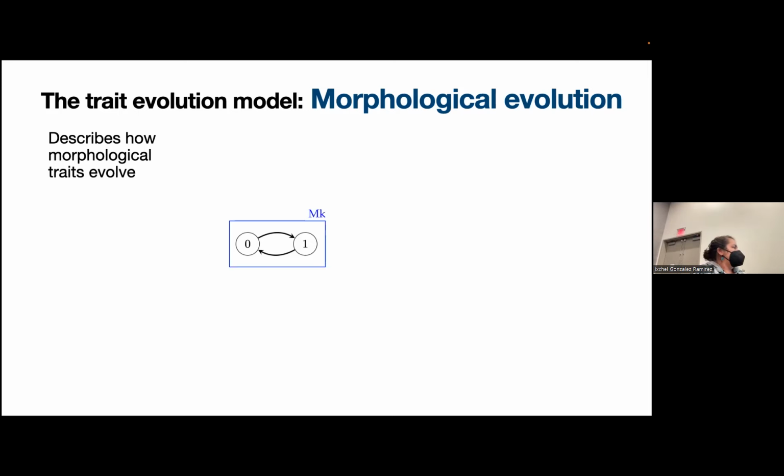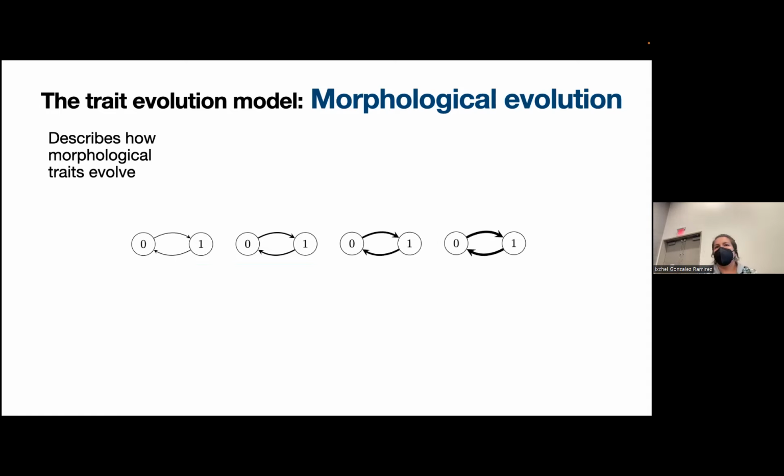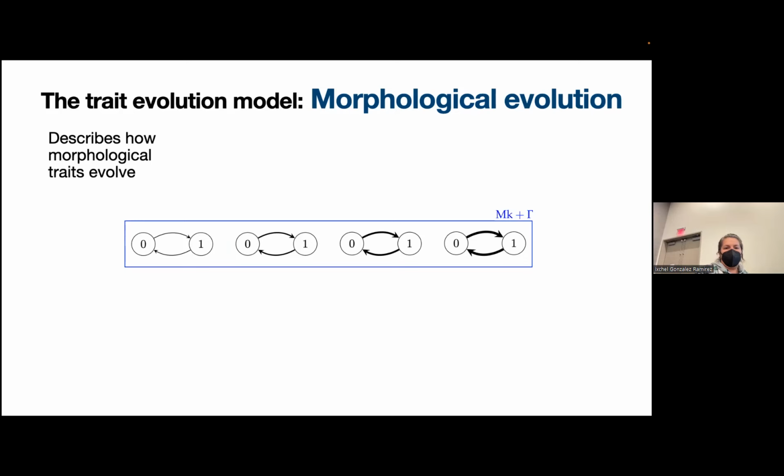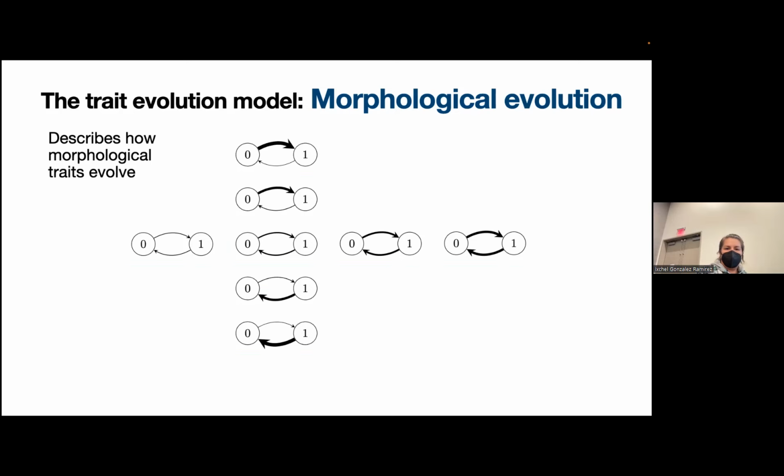Okay, so we were on the MK. So the MK has the same rates from 0 to 1 and 1 to 0. But of course, what we were just discussing, that's not always the case, right? We know that some transitions may be more important in one direction or in another, so it's up to us to decide how to make these models more complicated.